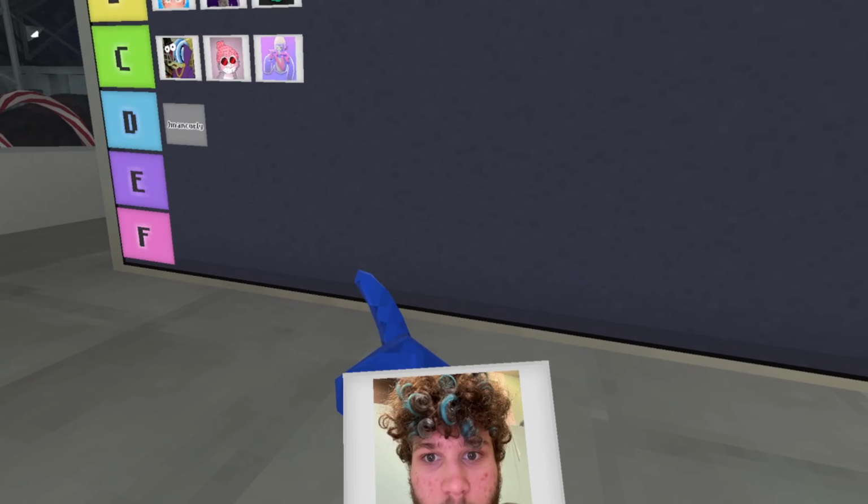The way I'm going to be ranking these is a tier list. It goes from S all the way down to F. S means it's the best, A means it's really good, B means it's pretty good, C means it's average, D means it's below average, E means it's really bad, and F means it's just disgusting.